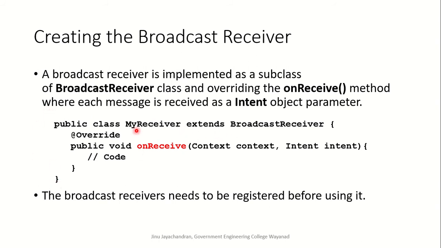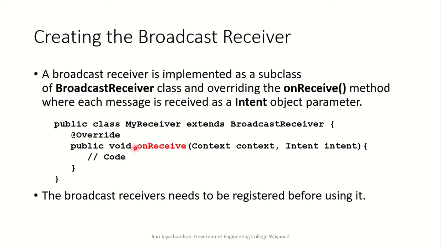So you have your receiver, which extends BroadcastReceiver. This is your superclass and MyReceiver is your subclass, and you should define the function onReceive with parameters context and intent. The intent is the message here. Context might be, for example, the app you have created. Whenever a broadcast is received, the onReceive function will be called.